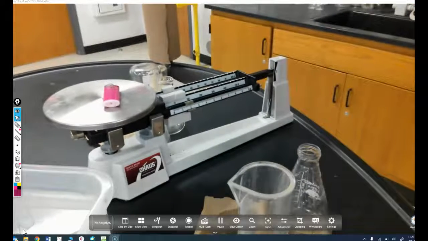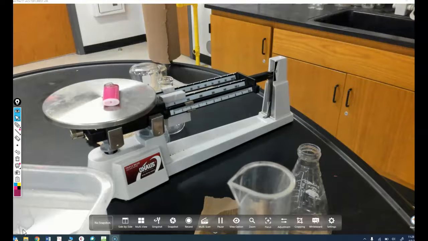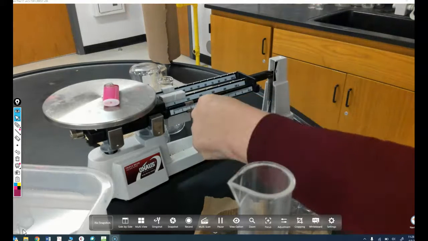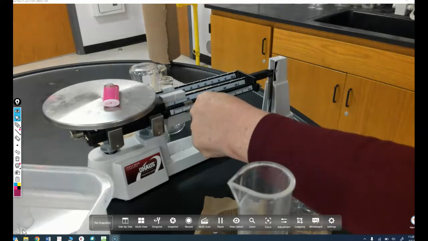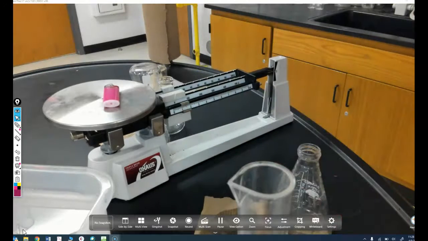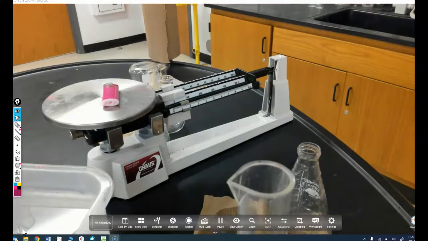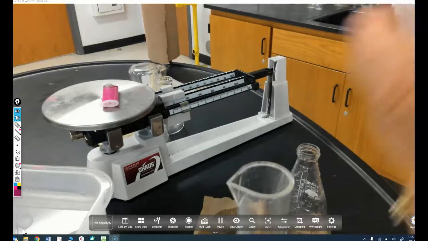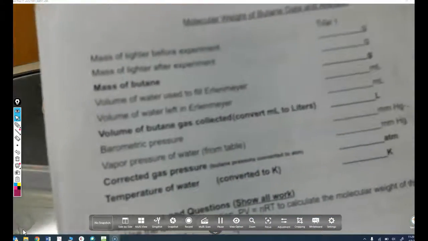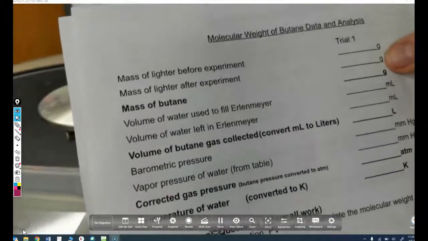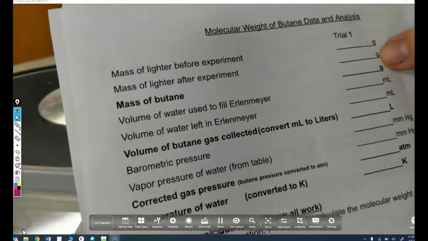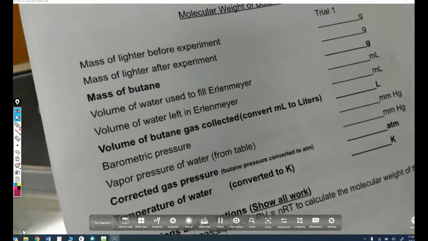So I've got this here, and it does look like it is not zeroed out. So I'm going to have to go and take out. Okay. So my new mass of my butane lighter is 11.40 grams. My previous mass was 11.90 grams, and my new mass of my butane lighter was mass of lighter after the experiment. That's 11.40 grams. And so you should be able to do the math there.